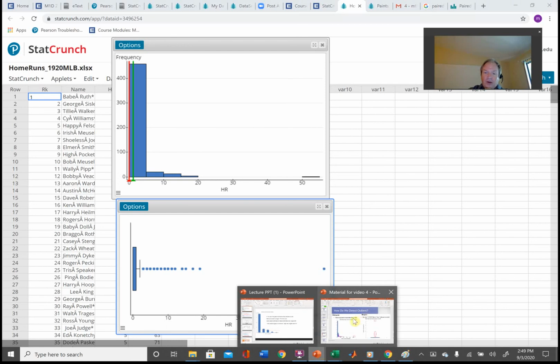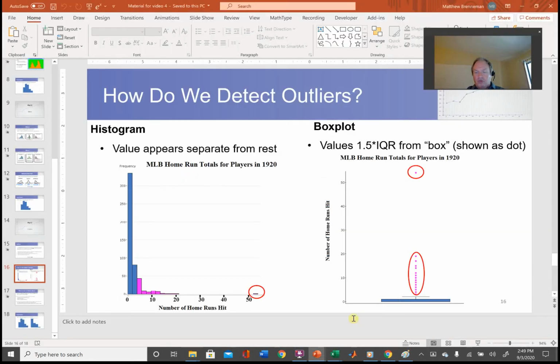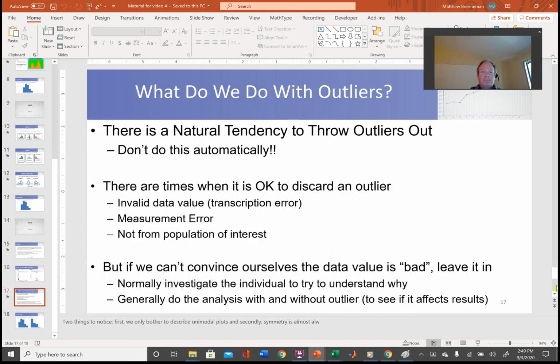There are entire books that are written about outliers, okay? There's a very famous book called The Black Swan by Nassim Taleb, and it talks about these sorts of situations and how we interpret outliers and why they're so important. And so again, there's a natural tendency to throw them out.